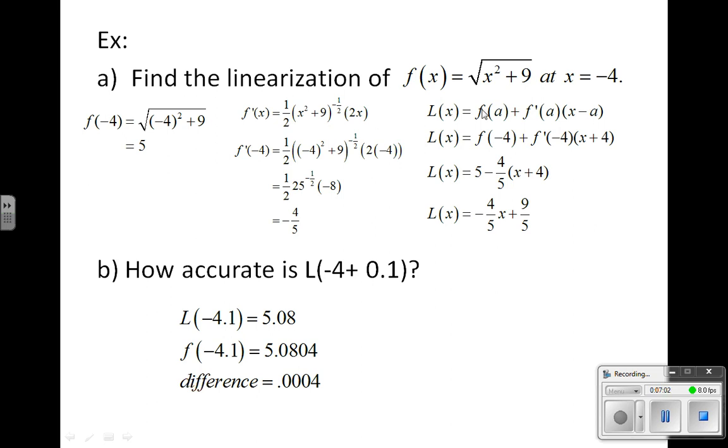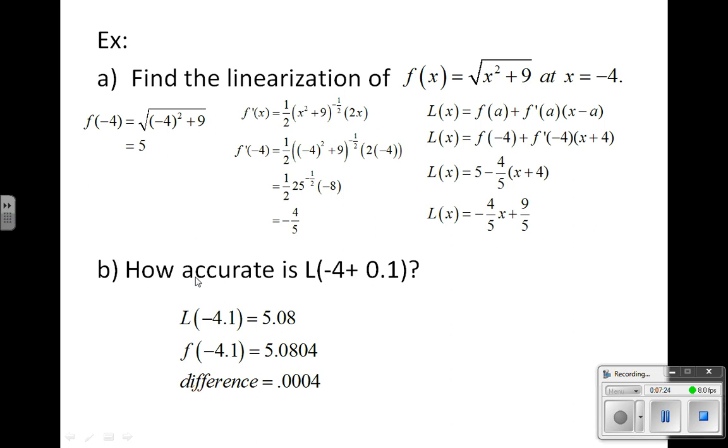Now, if you want to use the fancy new notation, here's your equation. Again, your y coordinate was the 5, so f of -4 was 5. Your slope was f prime of -4, which came out -4/5. And then the x coordinate when a is -4. So here's my final answer for my linearization equation.